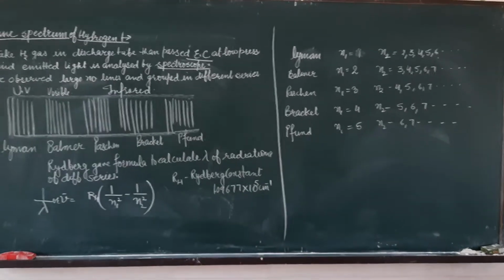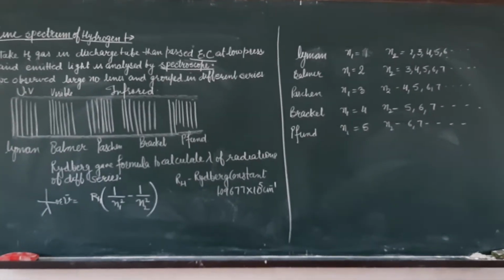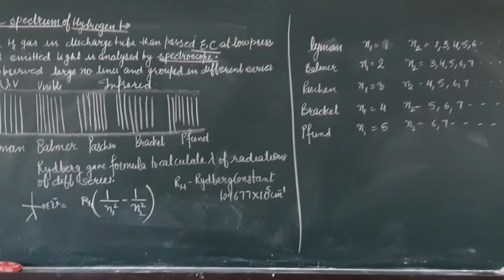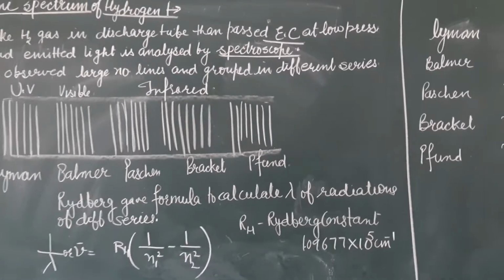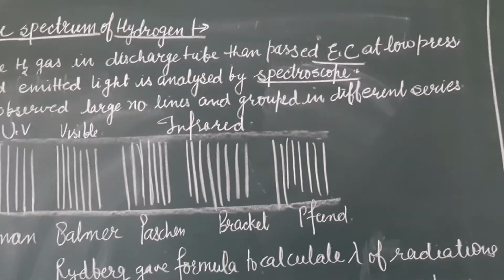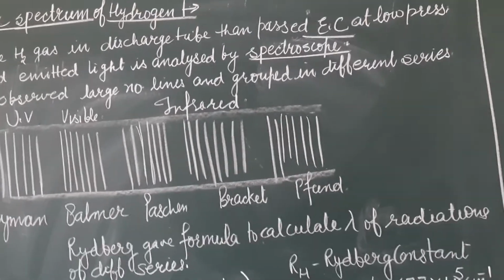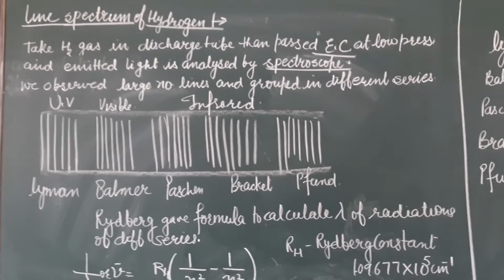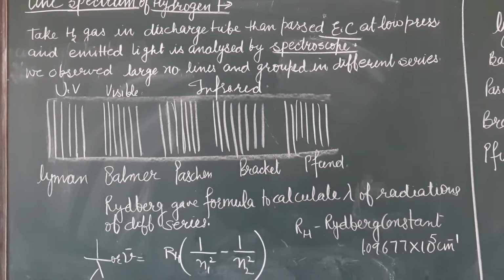Very good morning. Today's topic is the line spectrum of hydrogen. So, hydrogen, what is its atomic number? 1. Its number of electrons is 1 and protons is 1, but in hydrogen there is no neutron.